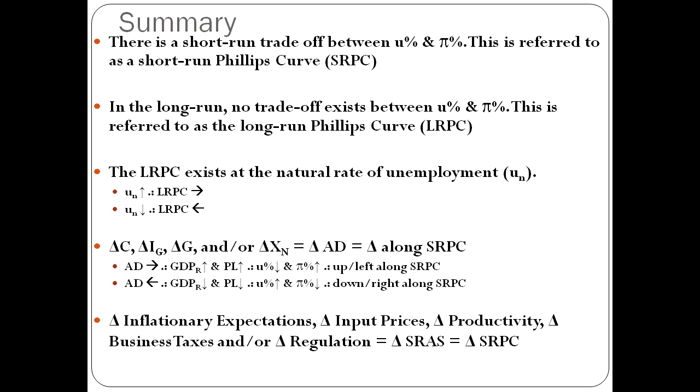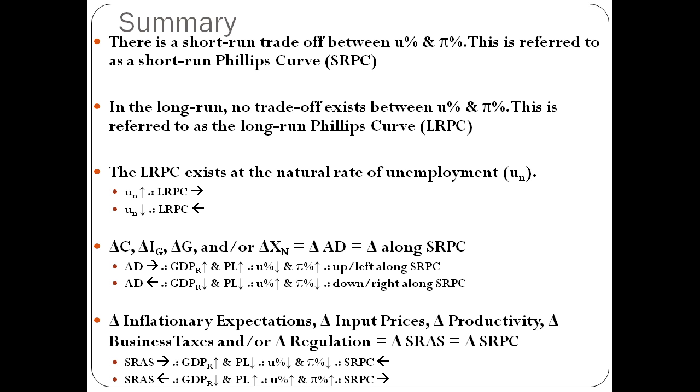Changes in inflationary expectations, input prices, productivity, taxes, regulation is going to change short run aggregate supply, which of course is going to change the short run Phillips curve. The short run Phillips curve is going to shift the opposite way of the short run aggregate supply. So short run aggregate supply shifts to the right. That implies real GDP goes up, price level down, which implies that unemployment rate falls and the inflation rate falls. And this is going to imply that short run Phillips curve is going to shift to the left, the opposite way of short run aggregate supply.